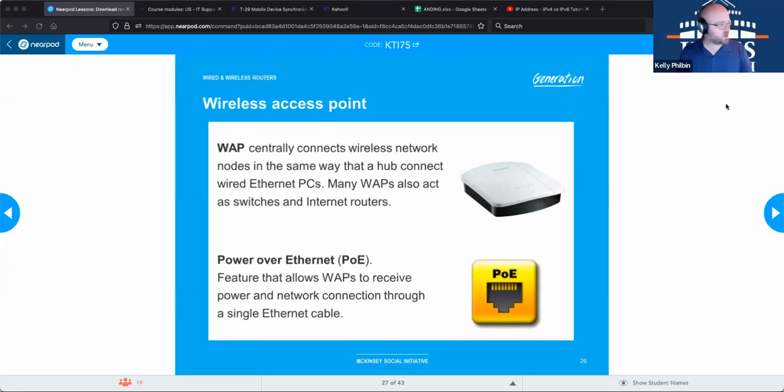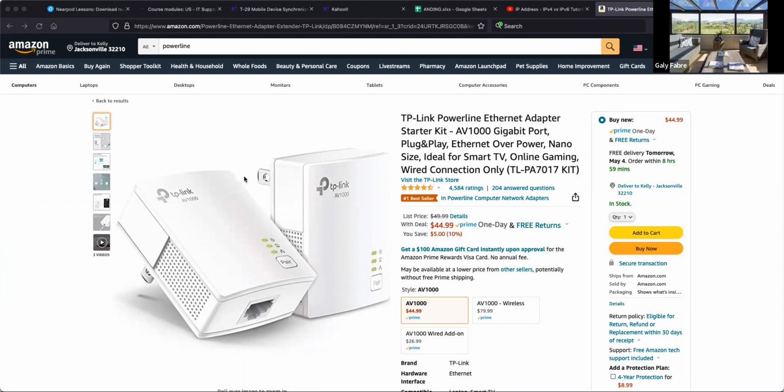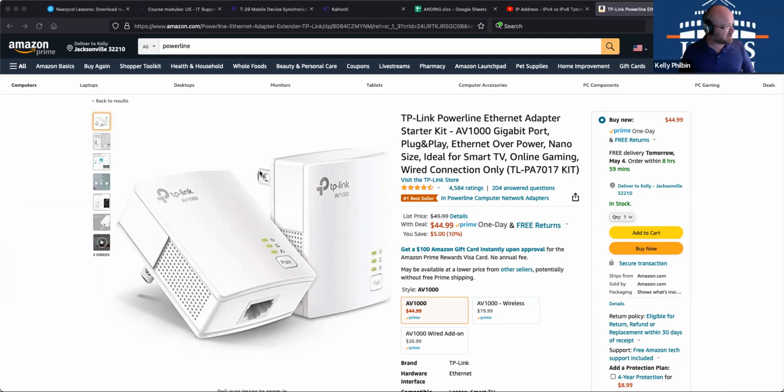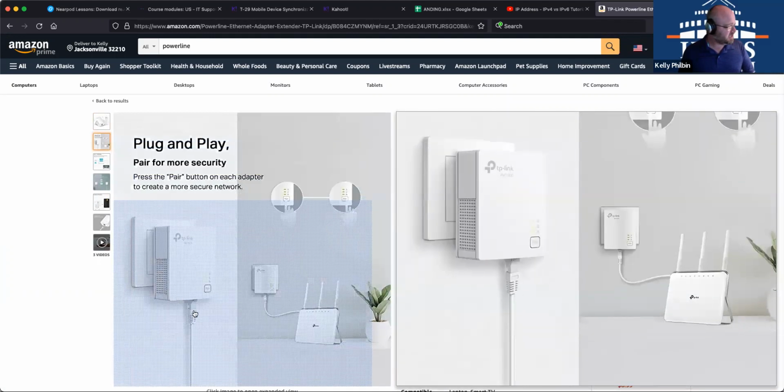Is that like vice versa? No. Well, power over Ethernet would be you taking your Ethernet lines, your data lines that you would use for your network, and then running power over that. This is Ethernet over power, where you would just plug it into a wall outlet like this, and then you literally plug an Ethernet cable into the device, your computer. And then it runs the data over your existing power lines you have in your house.